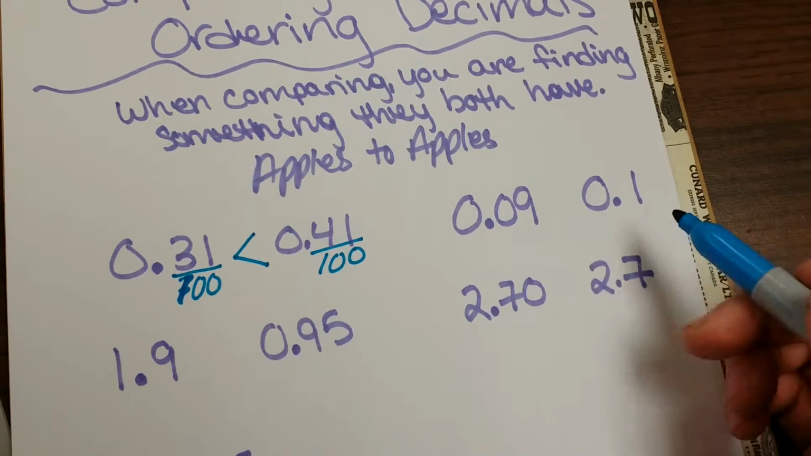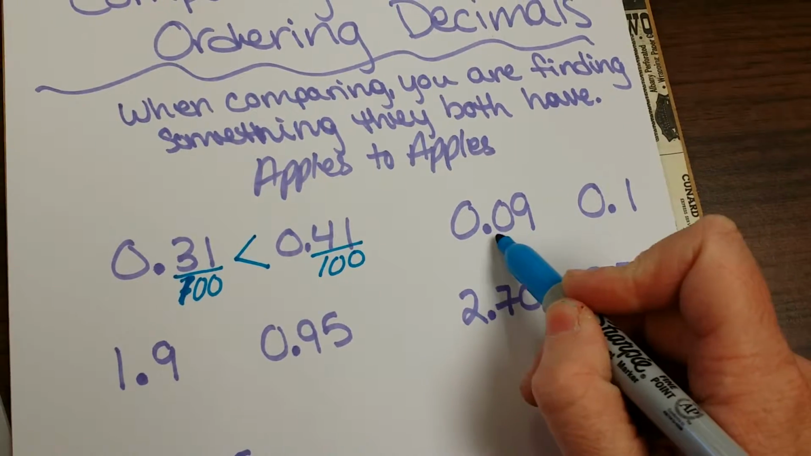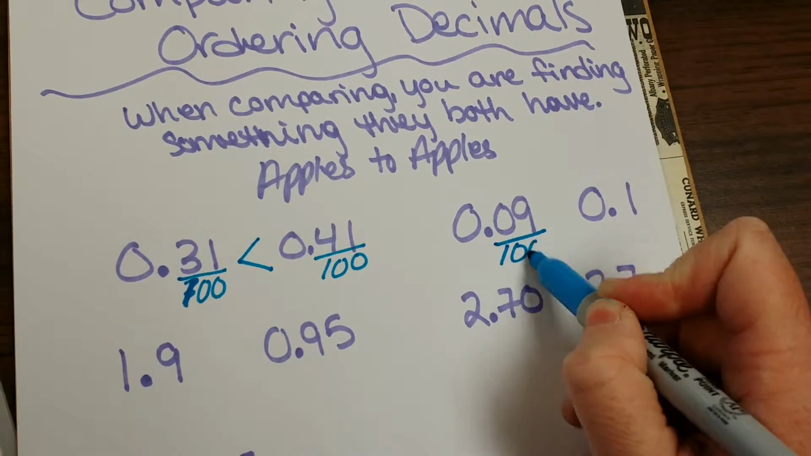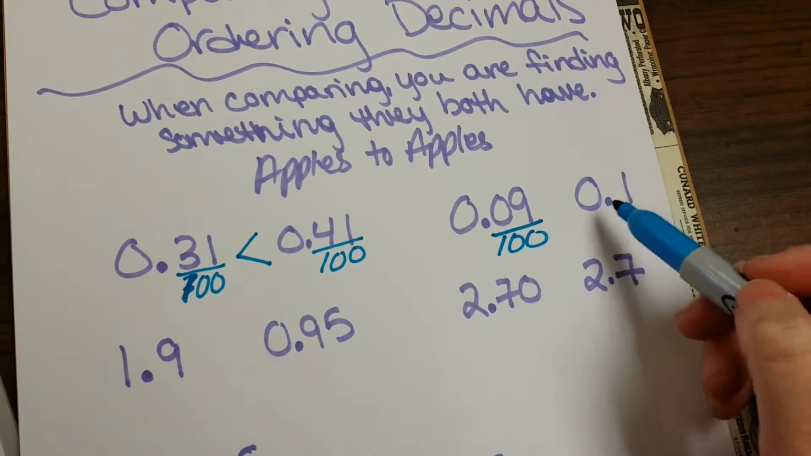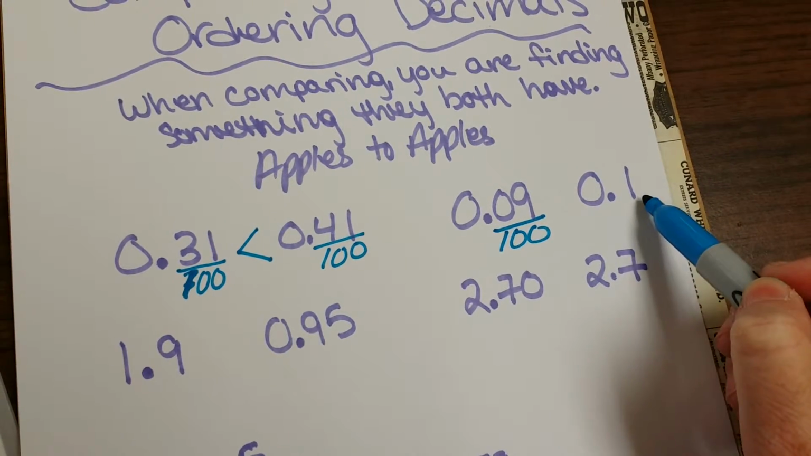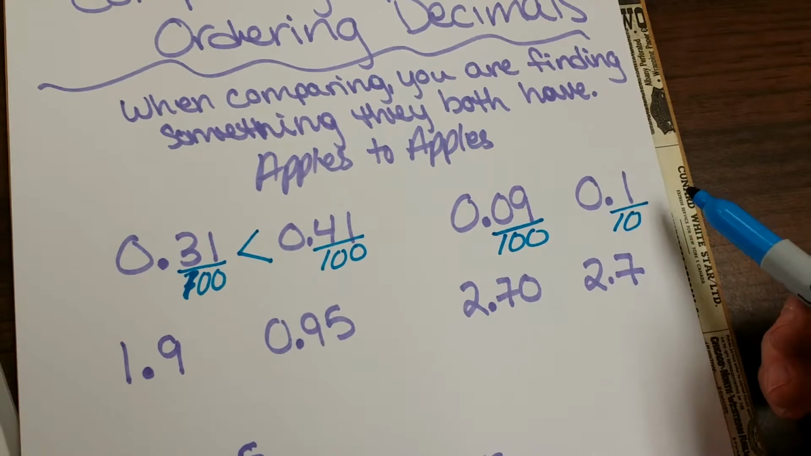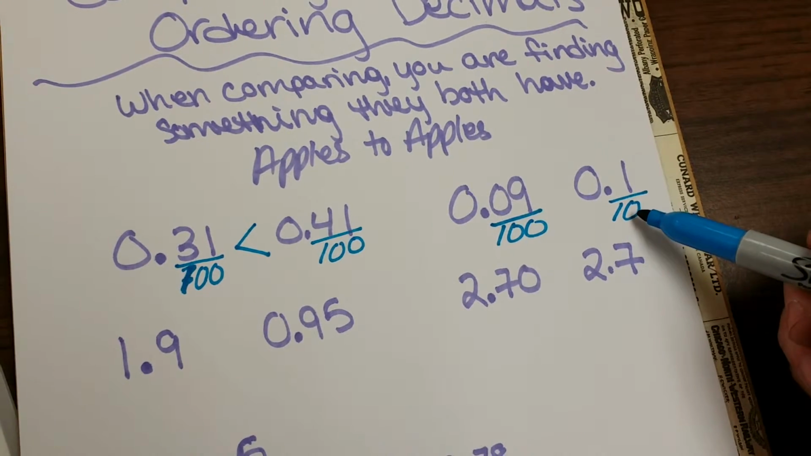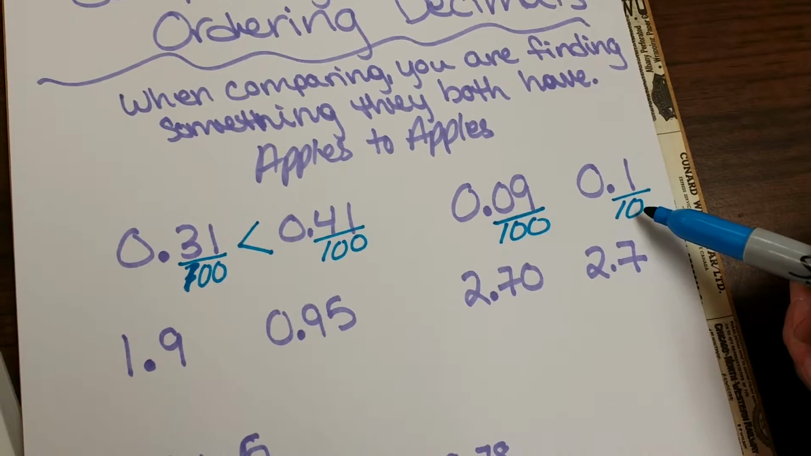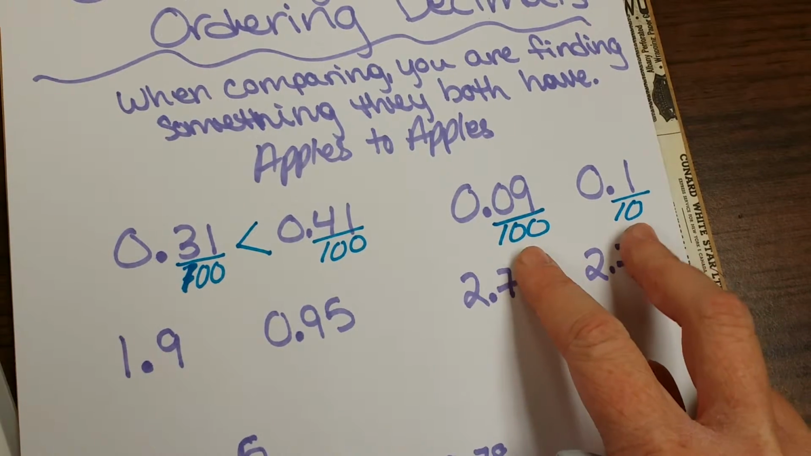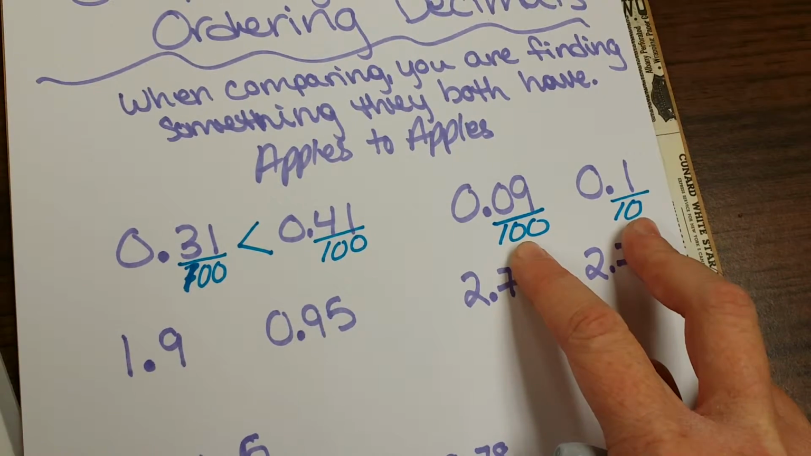But now let's look at this one. This means 9 hundredths, meaning 9 out of 100, right? So 9 pennies, basically. This means 1/10. Well, if you think of a dollar cut into 10, that would be a dime each, right? Well, these both are not the same thing, so we can't compare them that way.